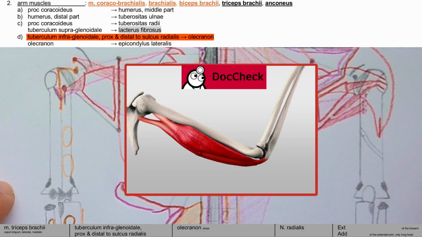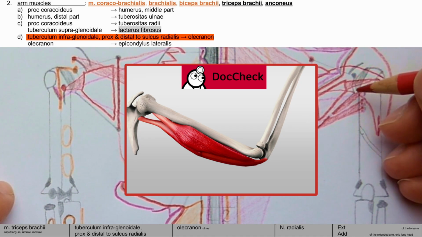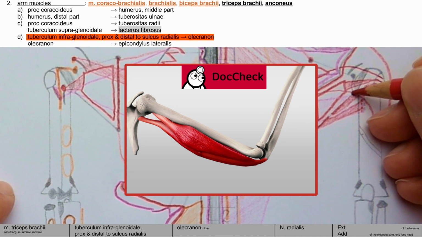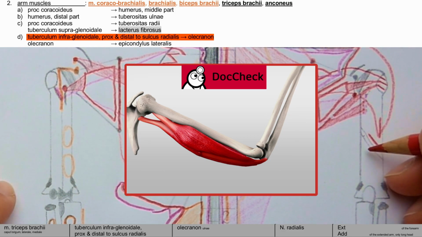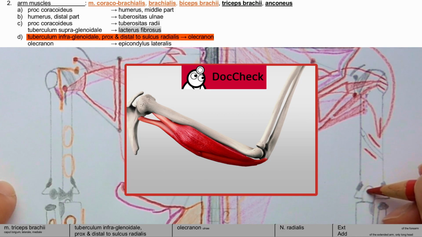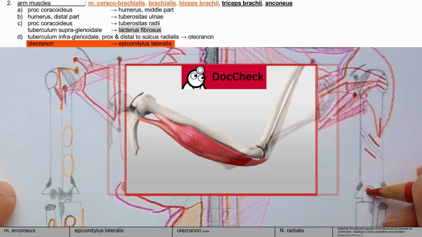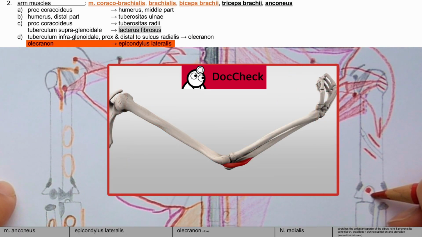Next, we have the musculus triceps that originates from the tuberculum infraglenoidale, but also from the surface above and below the sulcus radialis. Its insertion is on the olecranon. Lastly, I draw the musculus anconeus.